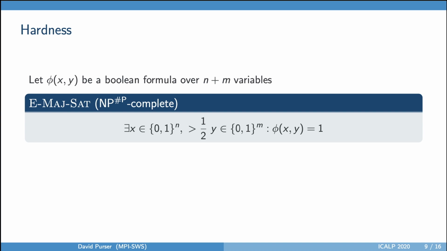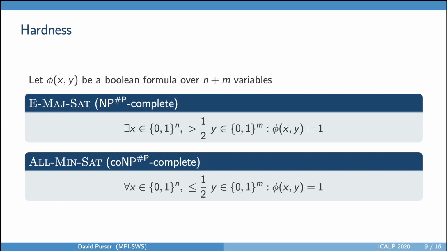Here, you're given a Boolean formula. Note this is a formula, not a circuit, which takes n plus m variables. So the input variables are partitioned, some which are denoted by x and some which are denoted by y. Here it requires that there is some allocation to the x variables, such that over half of the allocations possible to the y variables result in the formula being satisfied.